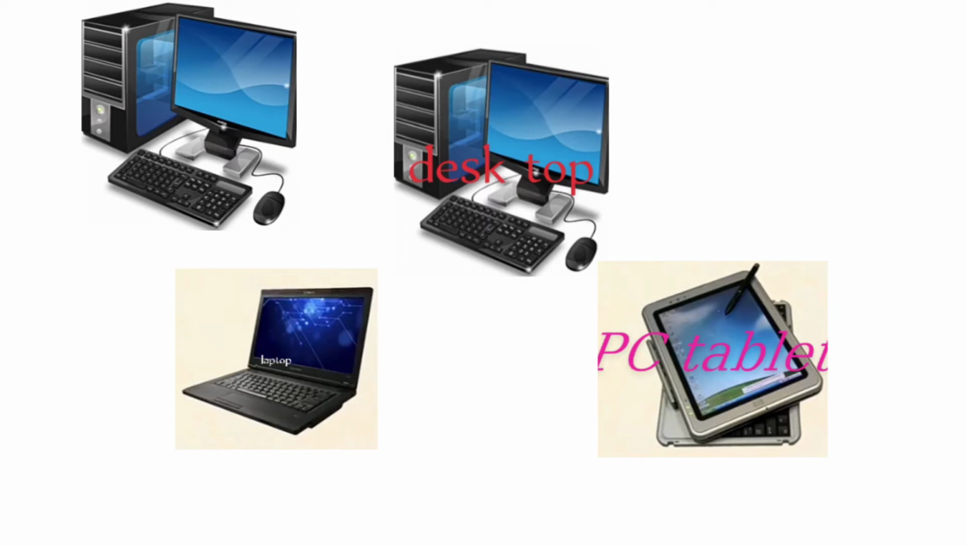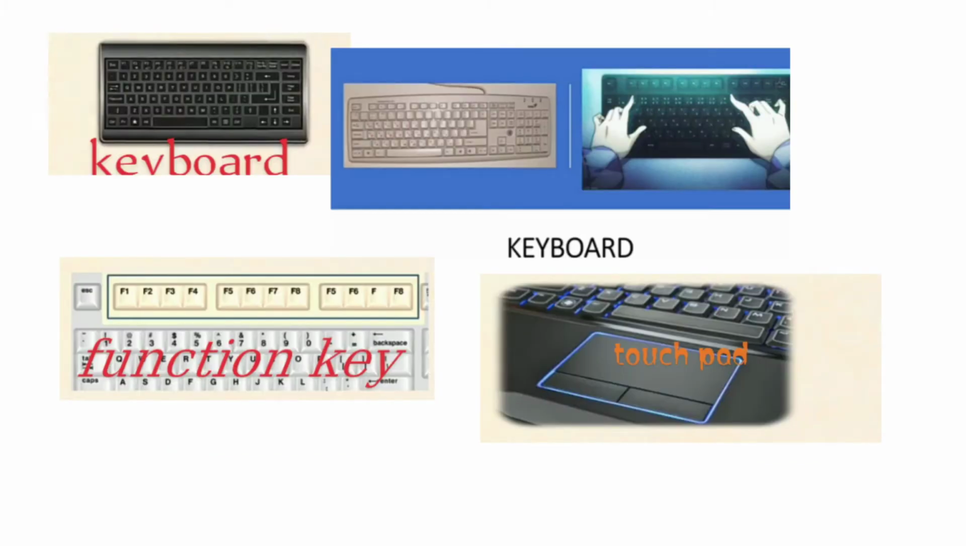The external part of a computer, first we have a keyboard. Keyboard is an input device which helps us to connect with our computer. It means that we type using the keyboard and we enter information in a computer using a keyboard. So this is a keyboard. This is a function key on a keyboard. This is a touchpad, and this is also a keyboard.